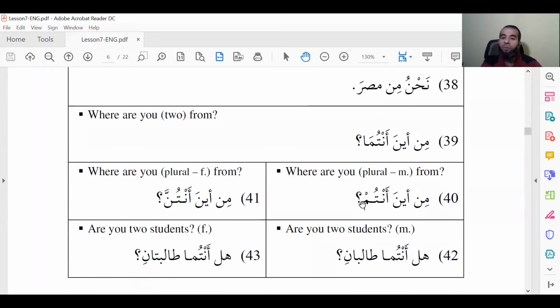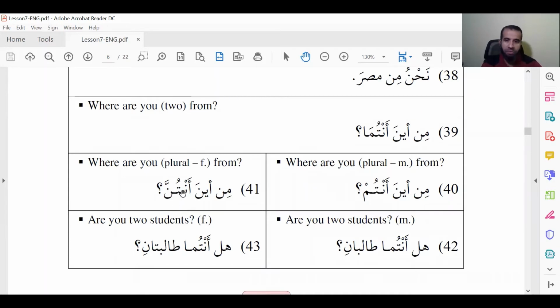If you ask a group of men, you say من أين أنتم? Singular is من أين أنت. For feminine, من أين أنتن. For singular it will be من أين أنت يا فاطمة, for example. So أنتن is for plural feminine, second person.